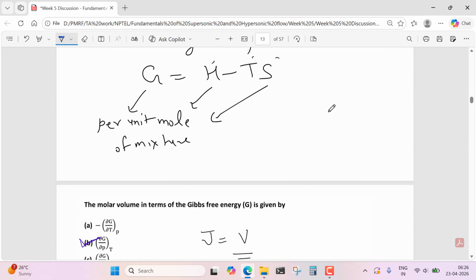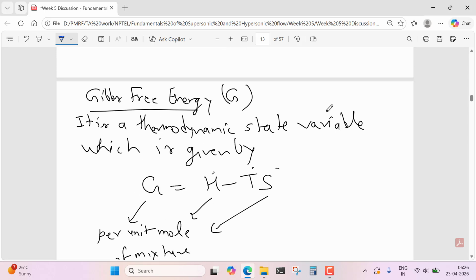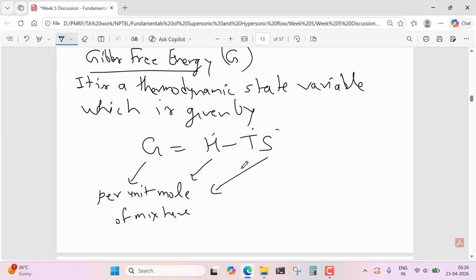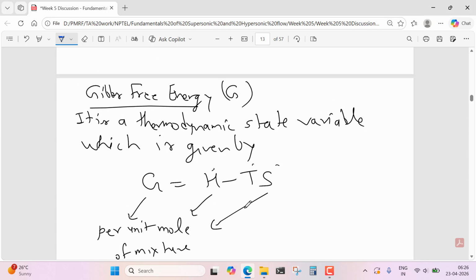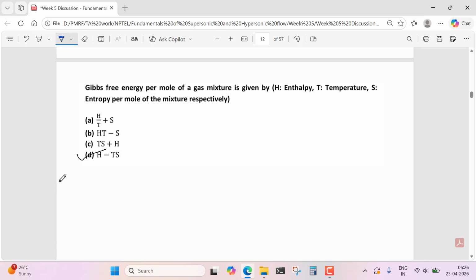So first we will see what is Gibbs free energy. It is denoted by G, and it is a thermodynamic state variable. A state variable is a variable which depends only on states, not on path, and it is given by G equal to h minus ts, and all these quantities are given per mole of the mixture. So which option is correct? Option D is correct.